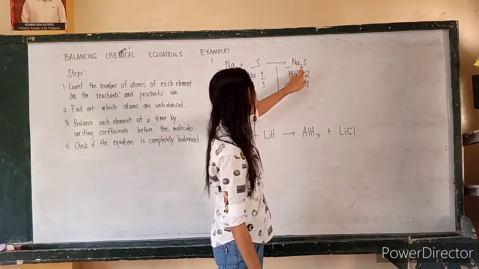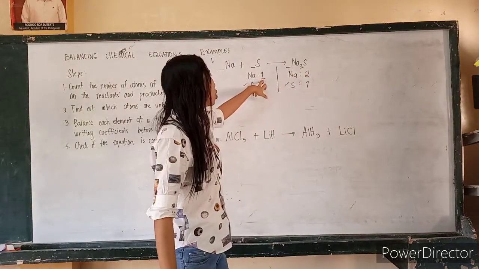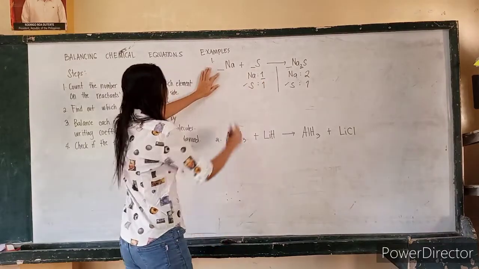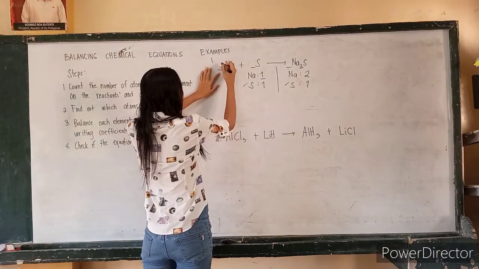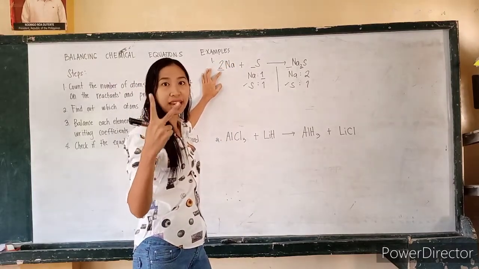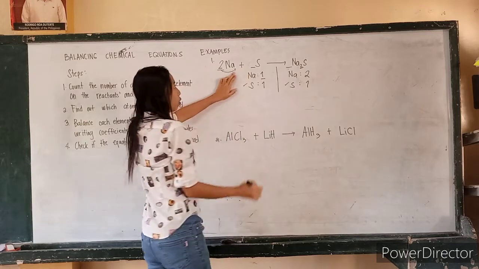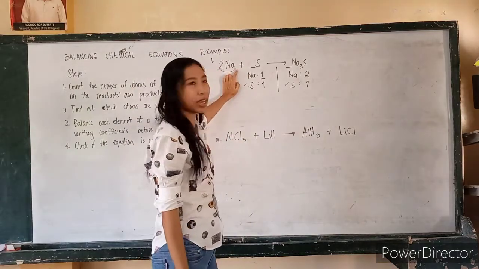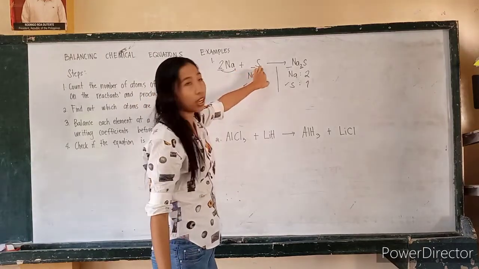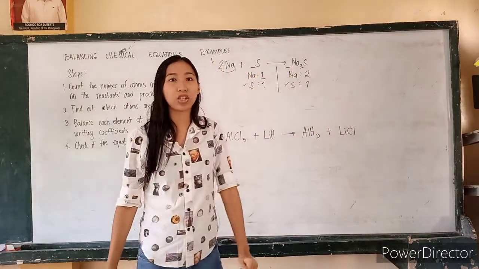You cannot change the subscript. Remember, you cannot turn it into one or remove it. So what we will do is make this 2. How are we going to make this 2? We can change our coefficient here. We can put a 2 here, which means we now have two Na. Always remember, the coefficient is multiplied by the subscript. So, 2 times 1 becomes 2. Here, we don't change anything, it stays as is.